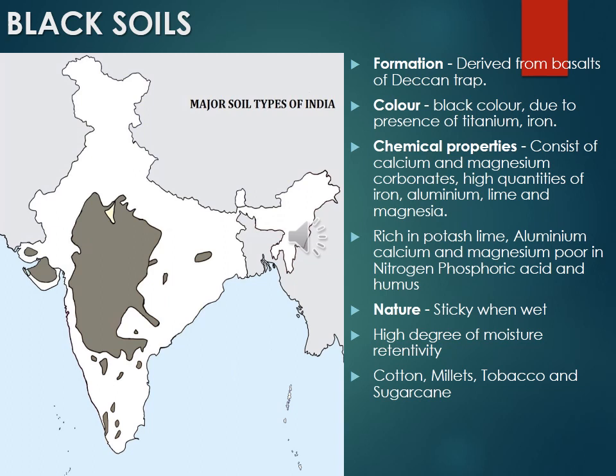The chemical properties: it consists of calcium and magnesium carbonate and high quantities of iron. It is rich in potash, lime, aluminium, and calcium, but poor in nitrogen and phosphoric acid. Its nature is sticky when wet. Where can you find black soil in India? Maharashtra, Malwa Plateau, Kathiawar Peninsula, Telangana, Rayalaseema, and northern Karnataka. The crops grown here are cotton, millets, tobacco, and sugarcane.